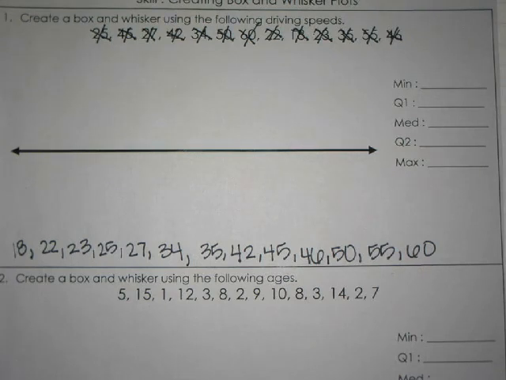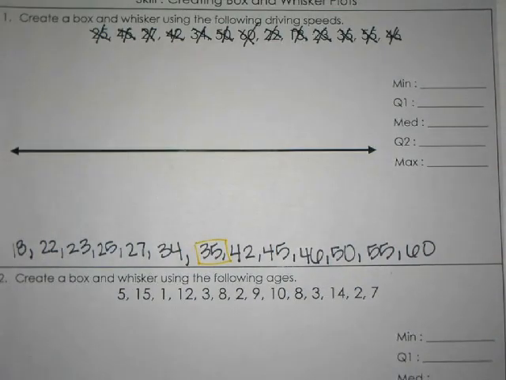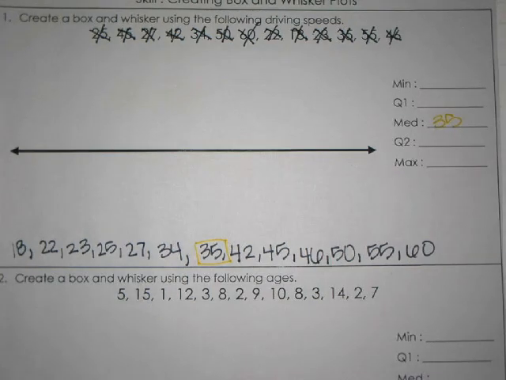Peyton, what'd you get? 35. Does everyone agree with Peyton's 35? Good, you should. Circle that 35, box it in, and write it for the median. 17, what should I do next? You should find the maximum. Okay, minimum and maximum, go.